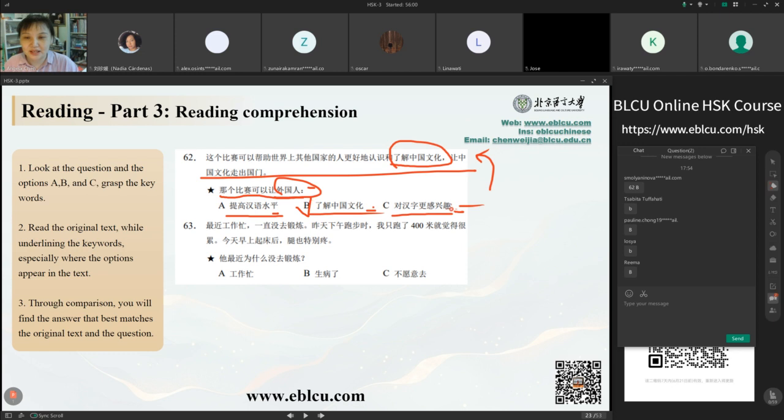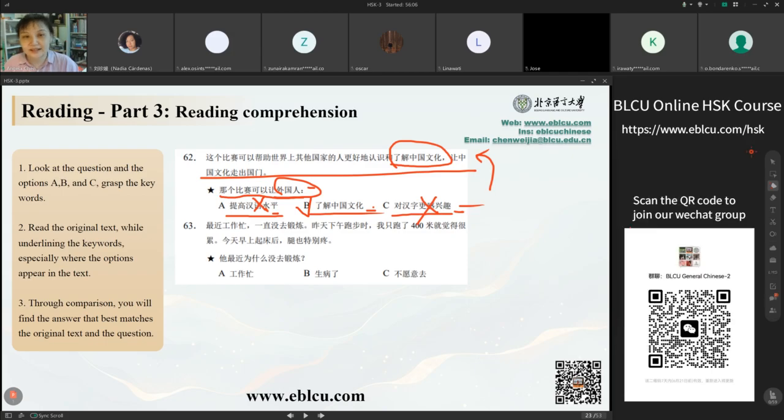Yeah, definitely B. They didn't mention Chinese characters. They didn't mention improving Chinese level, right? They only mentioned Chinese culture, so it must be B. Okay.